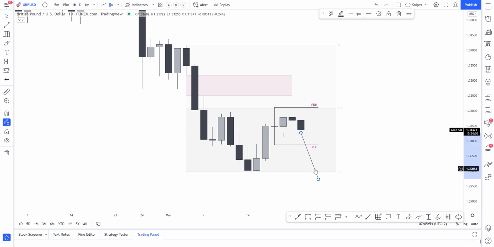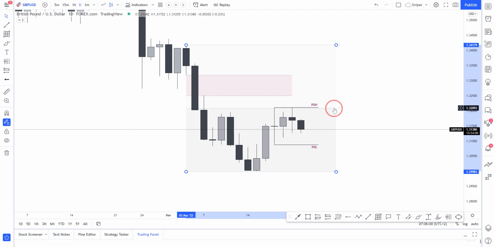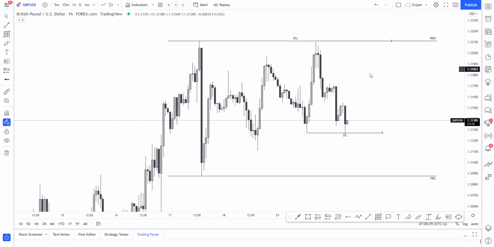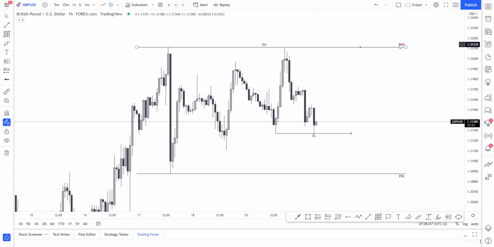So if the lower time frames provide sells, we'll take sells. If it provides longs, we'll take long trades. So now we're going to remove this, quickly go to the 1 hour. So there we have our previous high marked. It's also just marked as the buy side liquidity, or we can take that away.